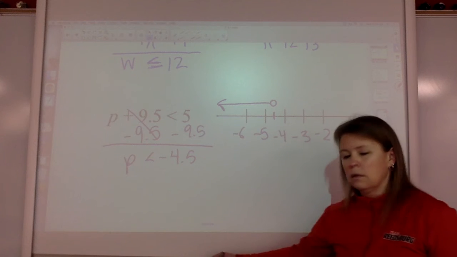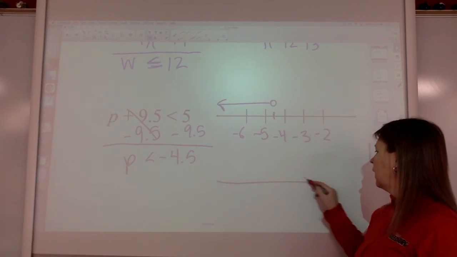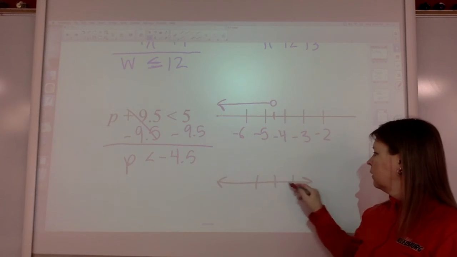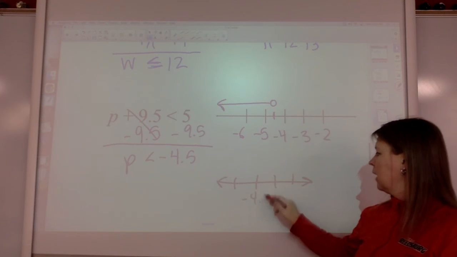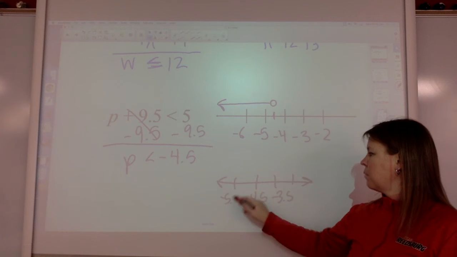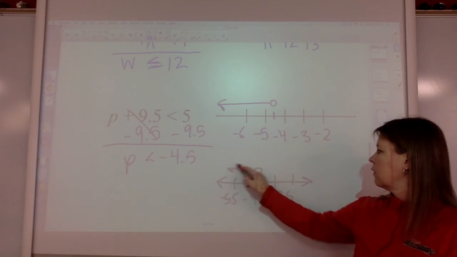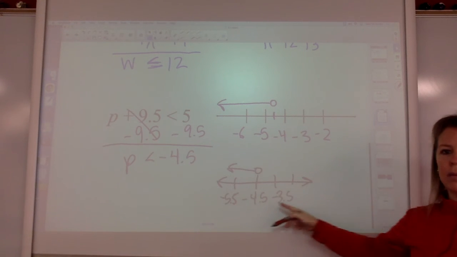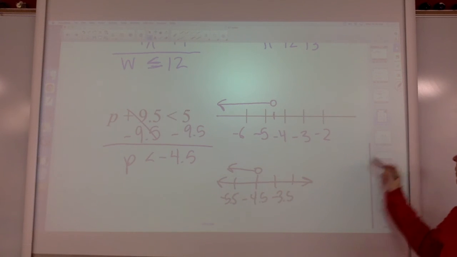And no, I'm going to say it's not okay to make a number line and put numbers like negative 4.5, negative 3.5, and negative 5.5 so that you can put an open circle over it. We don't use decimals on number lines, always whole numbers.